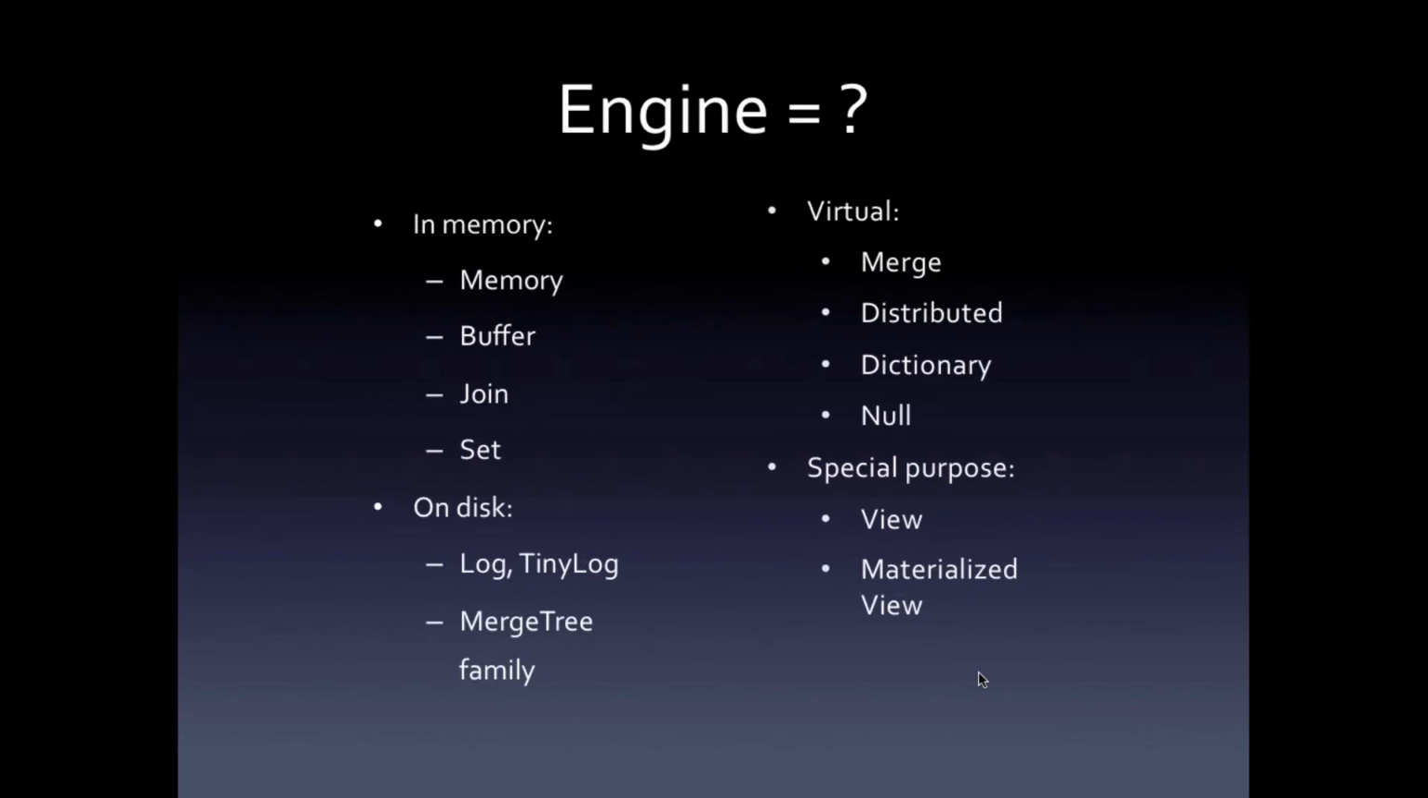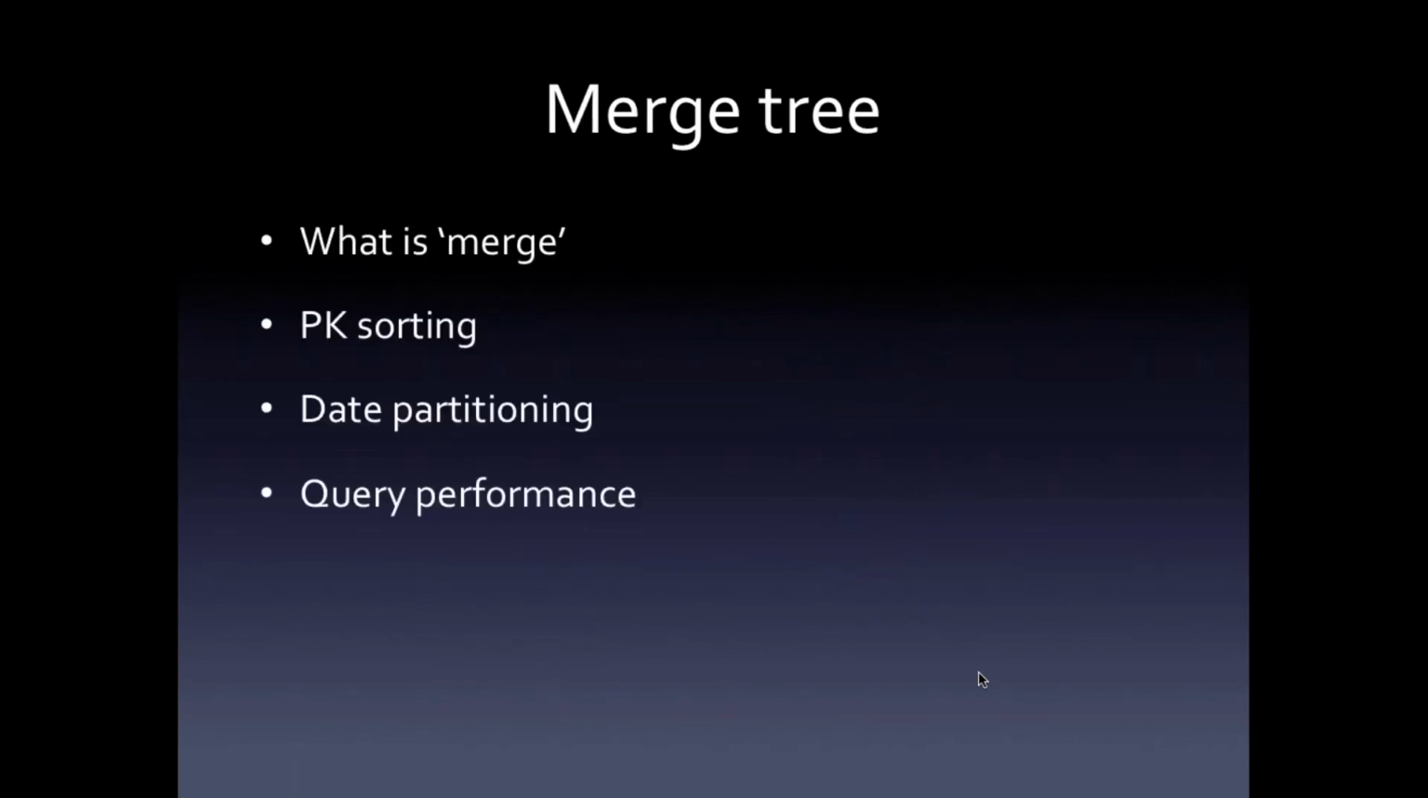ClickHouse supports a lot of engines, probably more than a typical MySQL installation does. Some engines are completely in memory and some on disk, and some engines don't represent an actual table, but more like an interface, for example, the distributed or dictionary engines. And there are special purpose tables to represent views and materialized views. In-memory engines are used for temporary tables or buffers mostly, and disk-based tables are used for permanent data, and the most important here is the MergeTree engine. So what does merge mean and why is it merge?